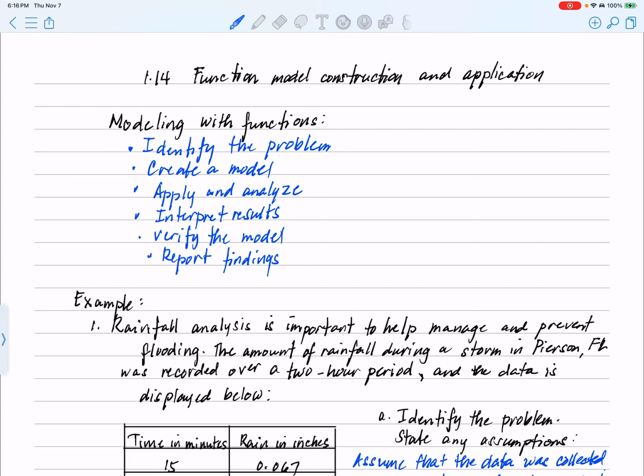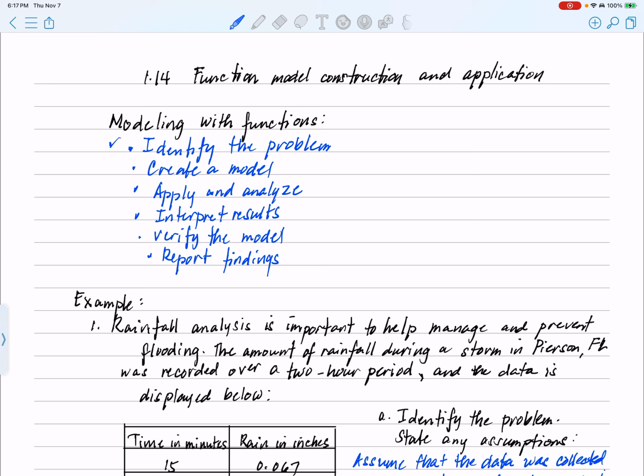Today we're going to do 1.14 Function Model Construction and Application. Recall that we begin the modeling cycle by clarifying the problem, as we did in 1.13. So to do this, we identify the problem, that is, modeling with functions. Restate the problem to clarify what the model intends to measure, predict, and/or solve.